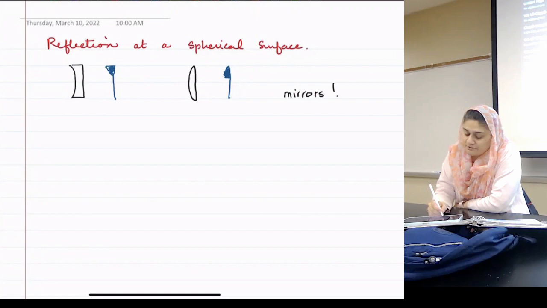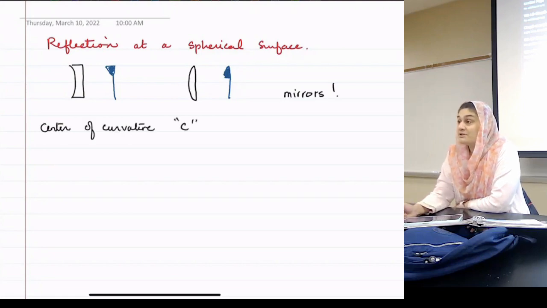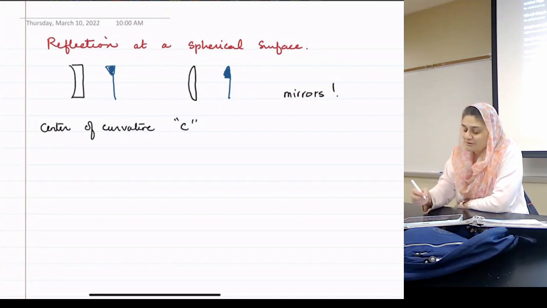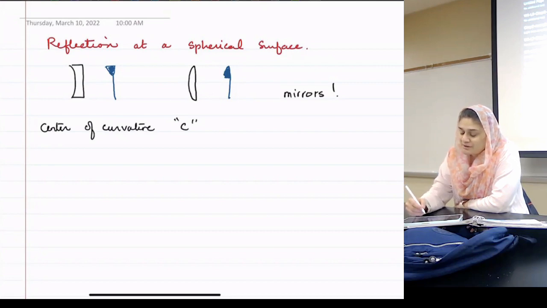Another word I'm going to introduce is called the center of curvature, C. What is the center of curvature? The center of curvature is how much the mirror is either concave or convex. It can be to the left side or to the right side of the mirror. When you think about a mirror, this mirror doesn't end here. It's easier to see if I talk about a negative mirror.